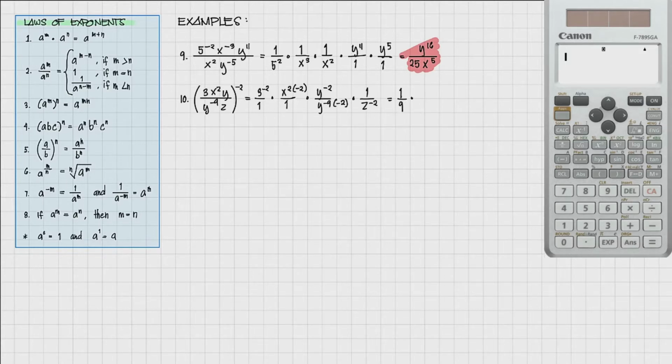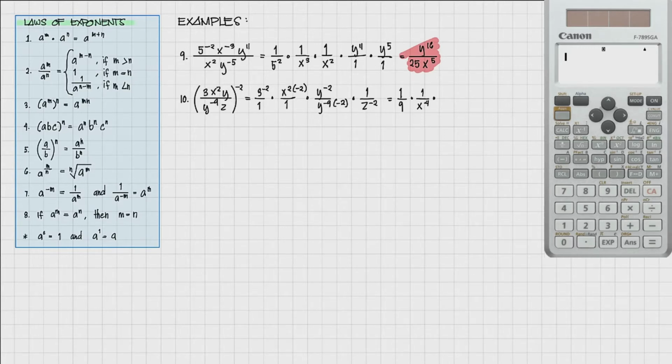So our x times, or x raised to negative, or x raised to 2 times negative 2. So you'd get x raised to negative 4. Again, when you have a negative exponent, you're going to use the law of exponent number 7, right? So our x would become a denominator now, x raised to positive 4. That's equal to, or the numerator would be 1.